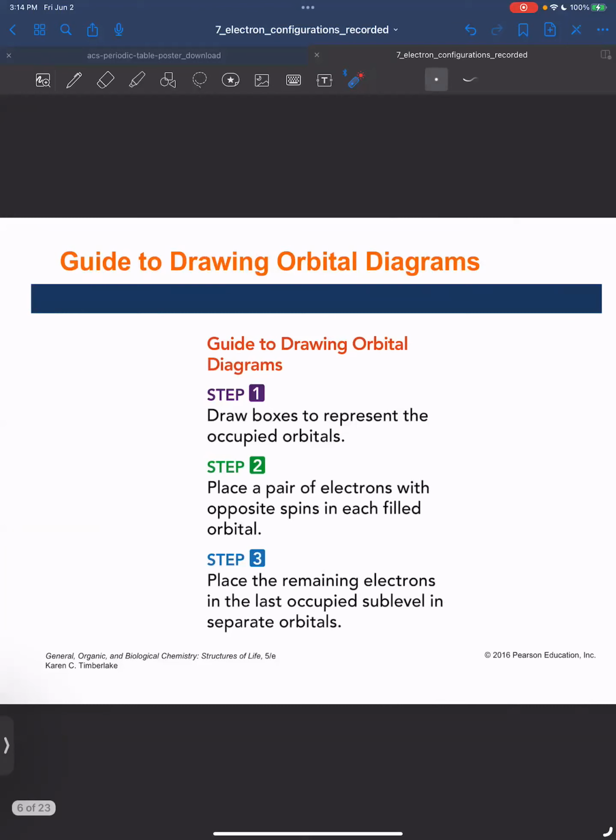So the guide to drawing orbital box diagrams is, first, draw the boxes to represent the orbitals as you saw in the previous examples. Step 2 is place a pair of electrons with opposite spins in each filled orbital. Like 1s2, you drew a box with 1 electron pointing up and 1 electron pointing down, so they have opposite spins. Step 3 is to place the remaining electrons in the last occupied sublevel in separate orbitals. So for example, with the p sublevel, we had to half fill first before we partner up if there was a 4th electron there.